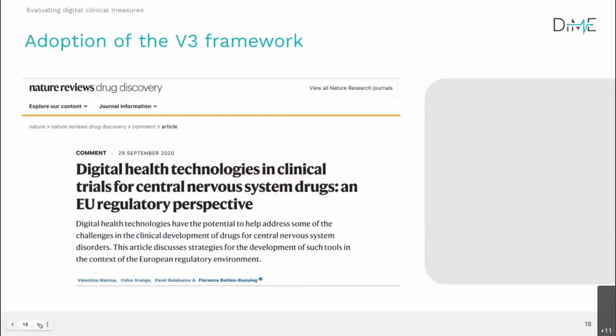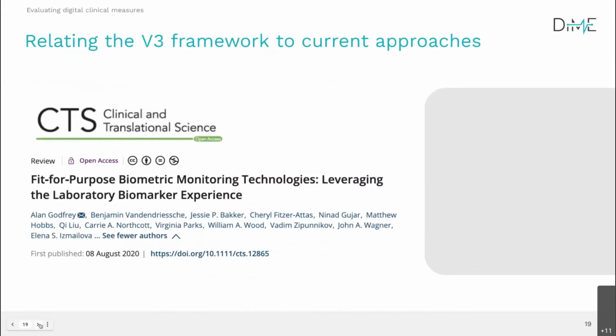And even our colleagues at EMA are starting to reference this work heavily in their thinking around the use of digital drug development tools. Some allied work also extrapolates the V3 framework to try and put it in conversation with other areas of scholarship and expertise that are well established.